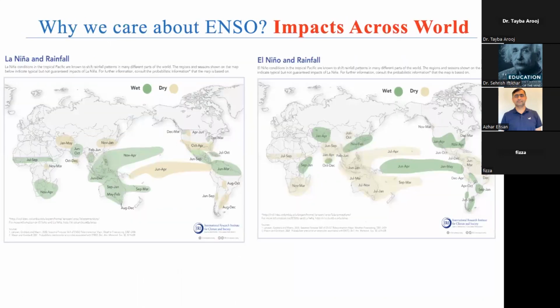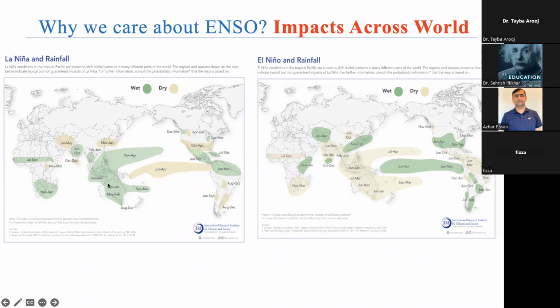Why do we care about ENSO? Because of its impacts across the world. So La Nina and rainfall, El Nino and rainfall. That's work that was done about 20 years ago, and then there was a recent update last year showing how La Nina and El Nino relate to rainfall. We can see the color coding: dry is yellow and wet is green. And then the month is mentioned.